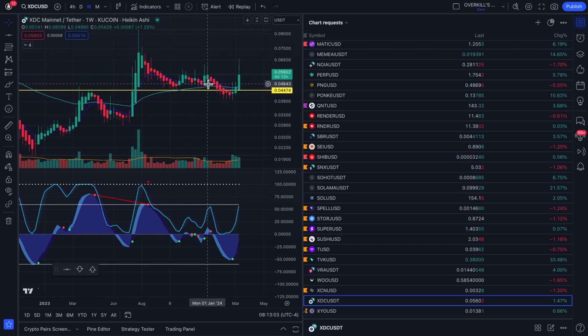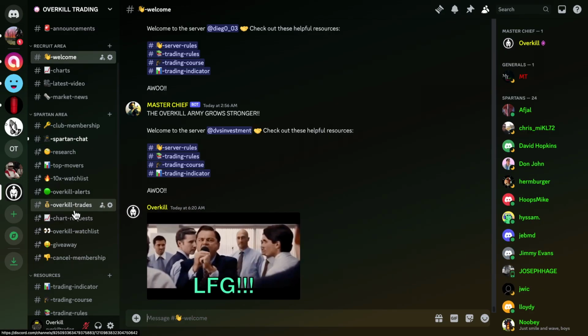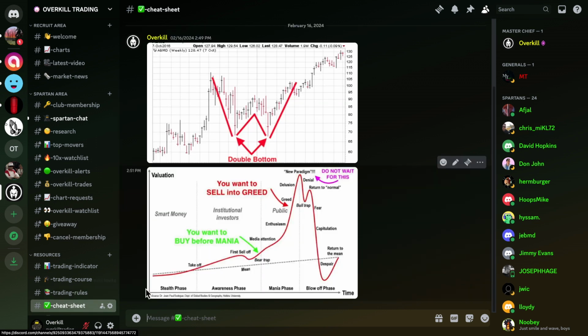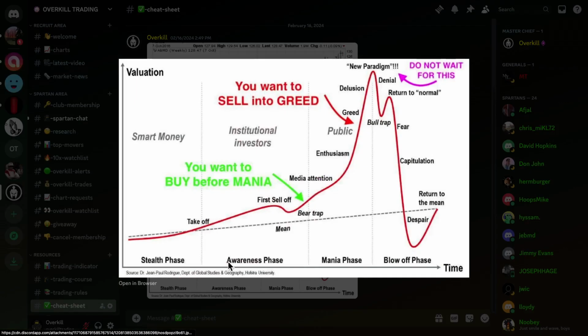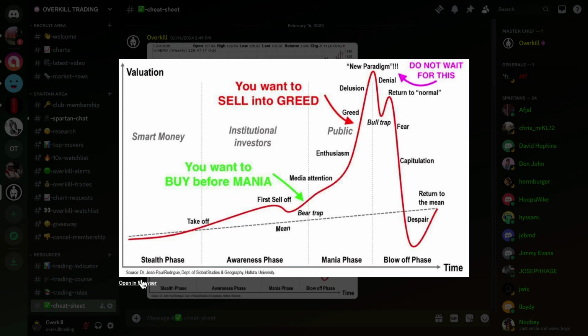Okay, this thing consolidated for a long time. So when we get consolidation, that's not a bad thing here, folks. That's not a bad thing at all. If you take a look at our cheat sheet that we got over here, by the way, this is free for you guys to look at. But consolidation, they call it the stealth phase. This is smart money, right? Smart people get in during consolidation phases when we're not moving. They call it the stealth phase for a reason. It's quiet. Nobody's talking about it.